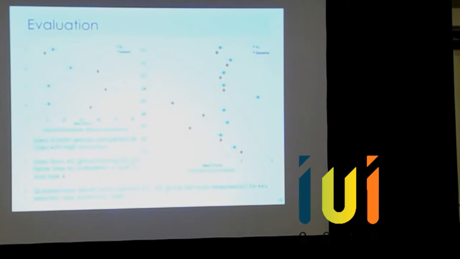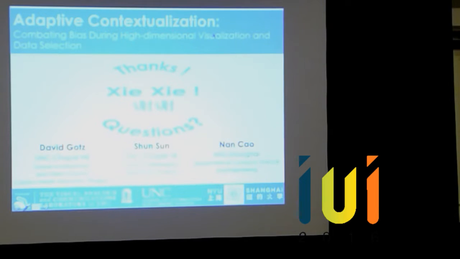So the results from the study show that our system benefits users in assessing the selection bias during the high-dimensional data visualization and the selection. And we have several future works planned. Like we want to conduct several long-term case studies to further evaluate our system, and we also want to explore some intelligent ways to help people minimize the impact of the bias during the selection. And so that's it.